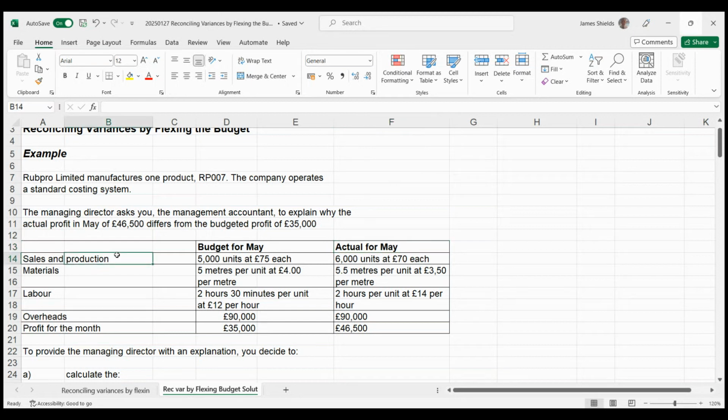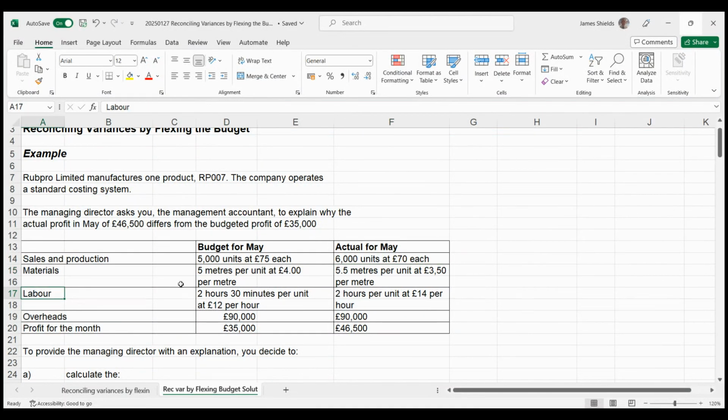So sales and production, the budget was 5,000 units at £75 each. So we expected to produce 5,000 units at a cost of £75 each. But the actual for May was 6,000 units at £70 each. The materials now, the budget for May was 5 metres per unit at £4 per metre. And the actual for May was 5.5 metres per unit at £3.50 per metre.